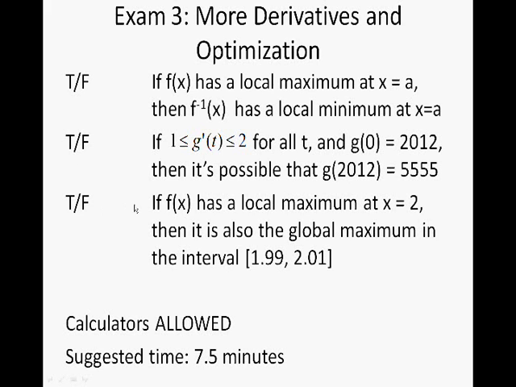Here's the third one. If another function, f of x, has a local maximum at x equals 2, then it is also the global maximum in this tiny interval 1.99 to 2.01. So just because we have the local maximum at a certain point, is that guaranteed that it's the global maximum in a very tiny window frame?